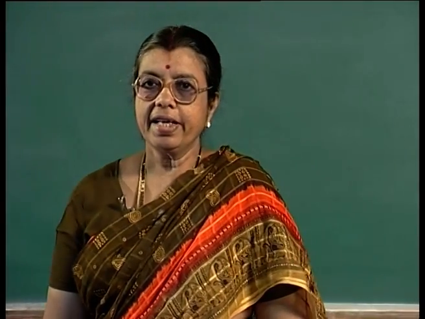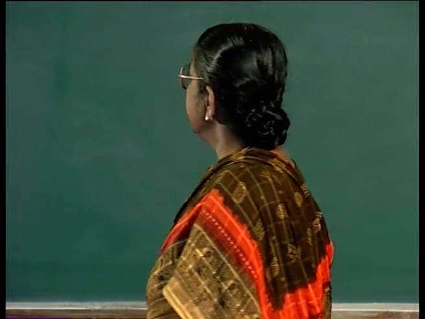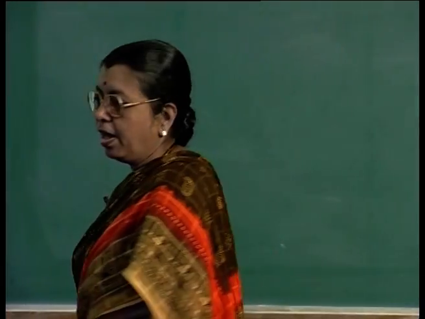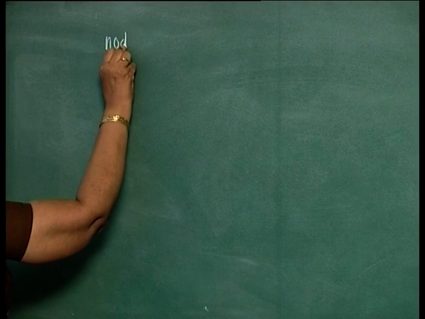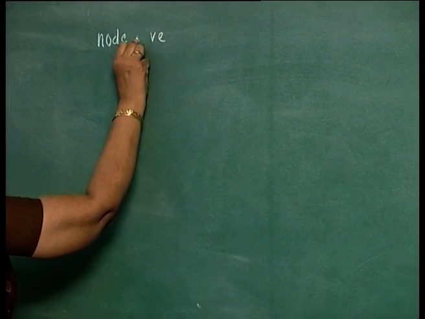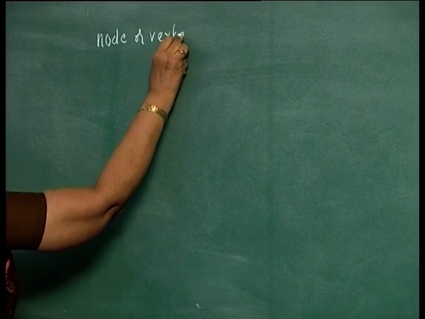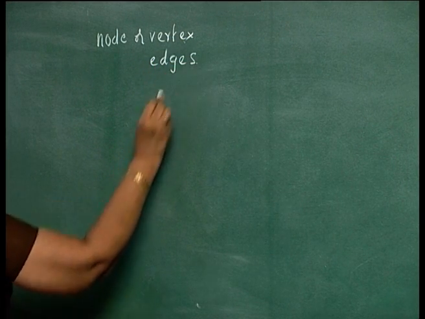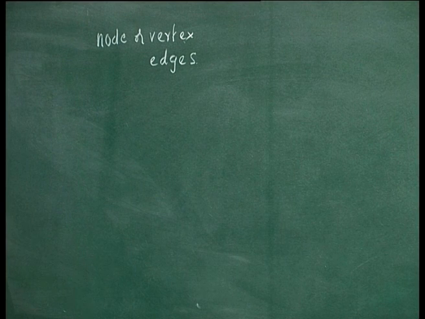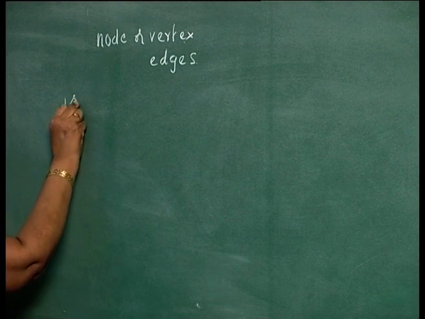So, we were considering graphs and we were considering undirected graphs. So, we know what is meant by node or vertex and edges. We also saw how to represent a graph by means of adjacency matrix. Now, when do we say that two graphs are isomorphic?